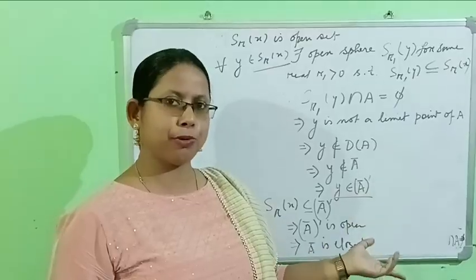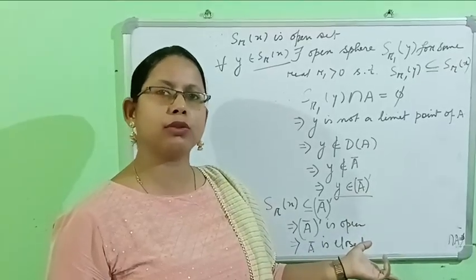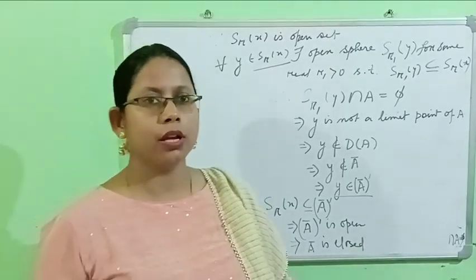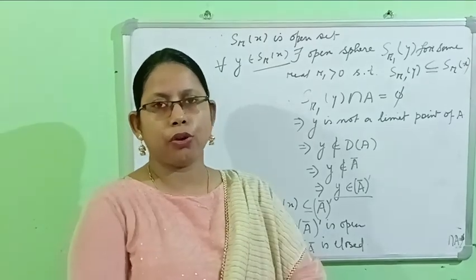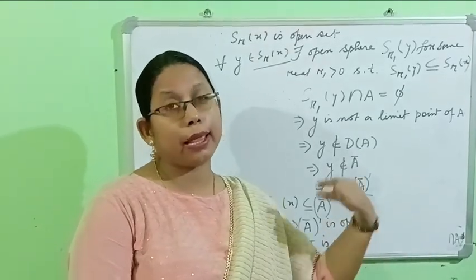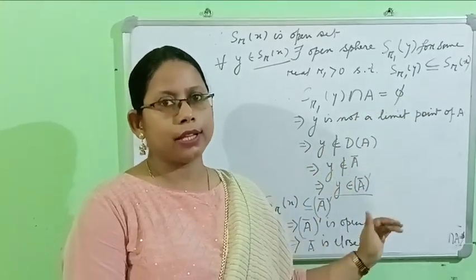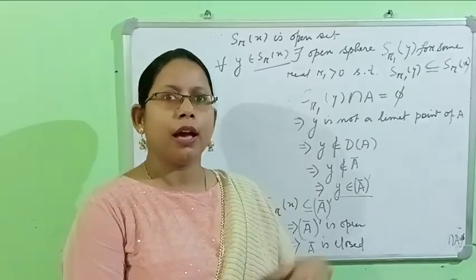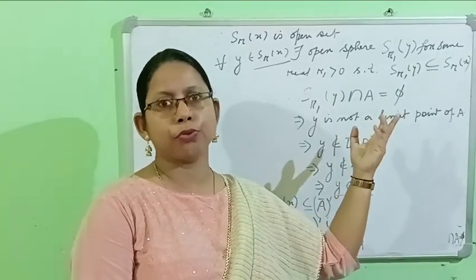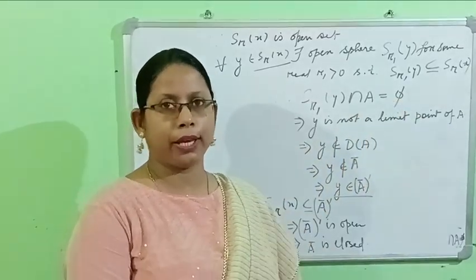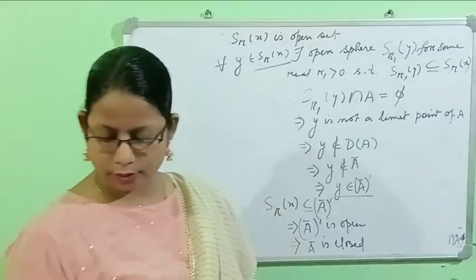Next, we are going to show that A closure is the smallest closed superset of A. For that, we consider F to be any closed superset of A. We will show that A closure is contained in this arbitrary closed superset F of A. Then we are done.